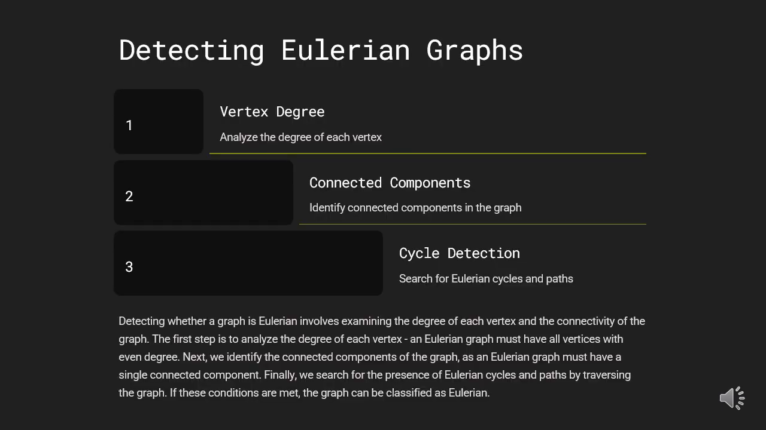Detecting Eulerian graph. Vertex degree: analyze the degree of each vertex. Connected components: identify connected components in the graph. Cycle detection: search for Eulerian cycles and paths.